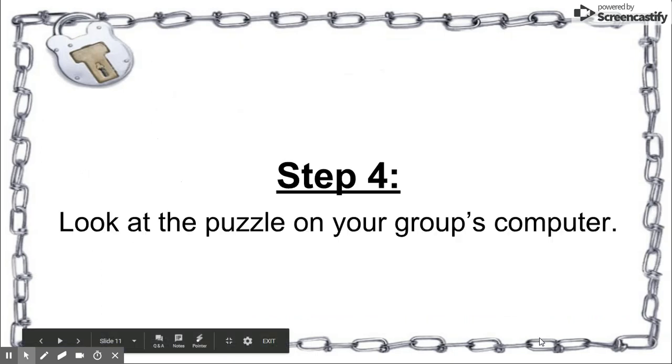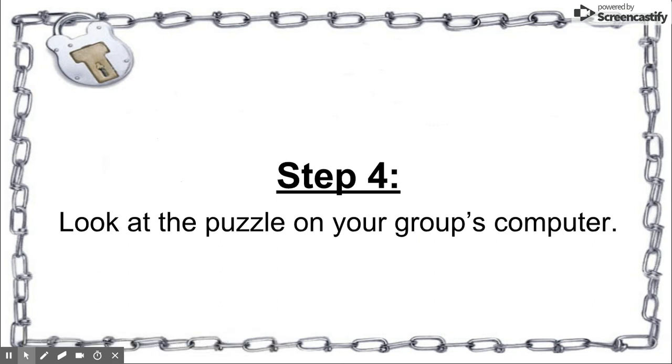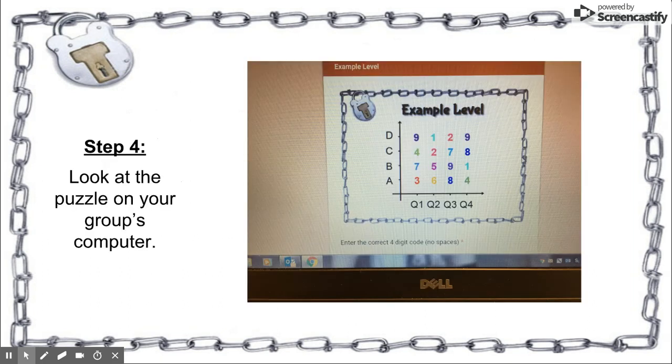Then once we have all the letters, we've got to look at the puzzle on our computer. Now, the puzzle doesn't have anything to do with theme. This is just a little bit of a brain teaser. So you'll have to figure out what each puzzle is asking you to do. So if we've got this example puzzle here, this one is kind of like a coordinate plane in math.